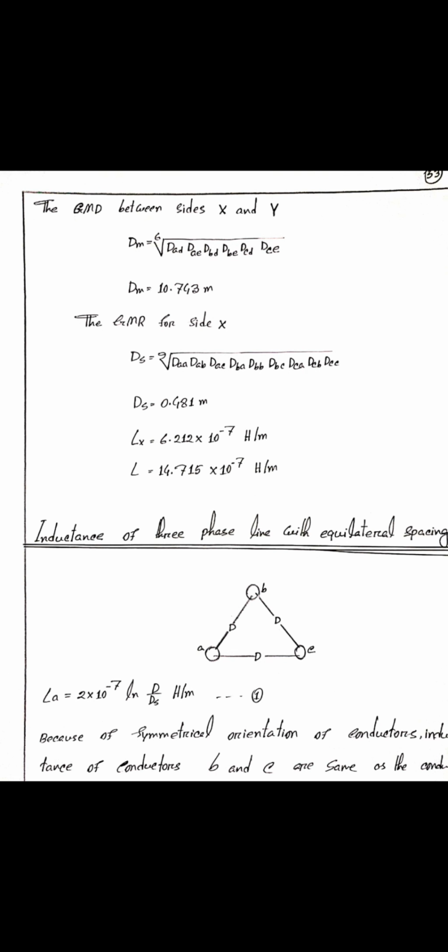Inductance of three-phase line with equilateral spacing is in the figure ABC. L equal to 2 into 10 to the power minus 7 ln D by Ds henry per meter. The inductance per phase is L equal to 2 into 10 to the power minus 7 ln D by Ds. This is for the two strand bundle.